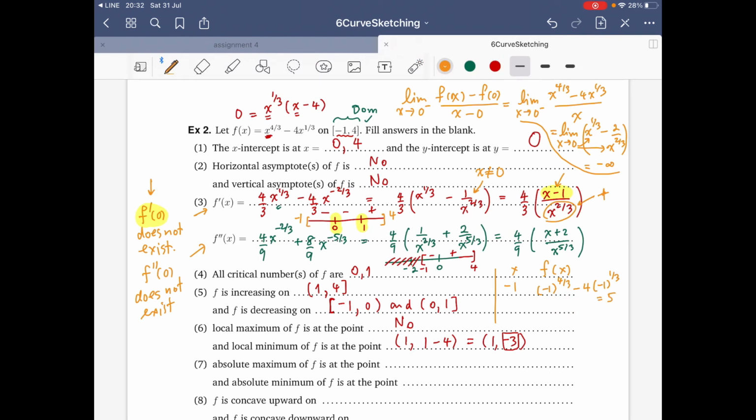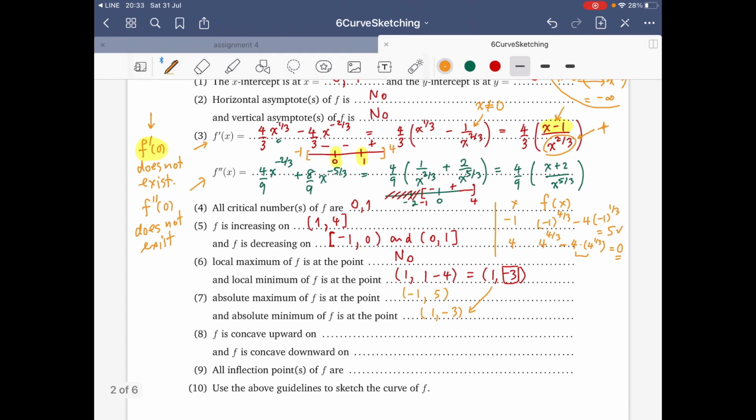And if x is 4, this will be 4 raised to the power 4/3 minus 4 times 4 raised to the power 1/3. But it happens that 4 times 4 to the 1/3 is 4 raised to the power 4/3, so it will be 0. So the one that is maximum is right here. The absolute max will be at -1 and 5, and the absolute min will be this one again, since the negative is less than 0 here.